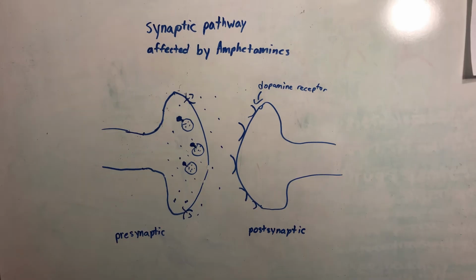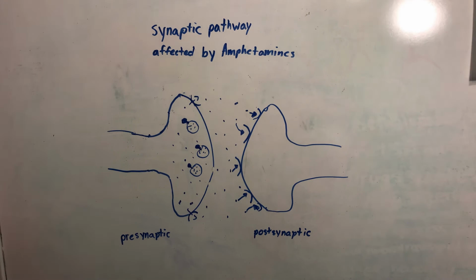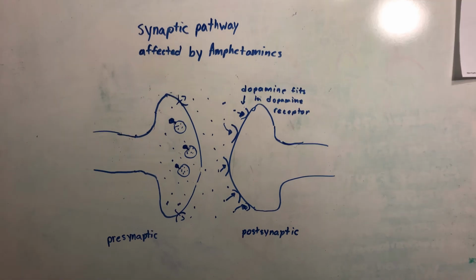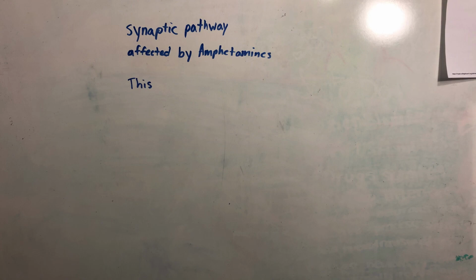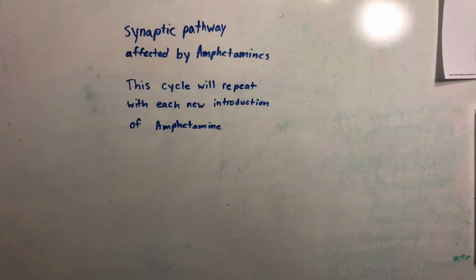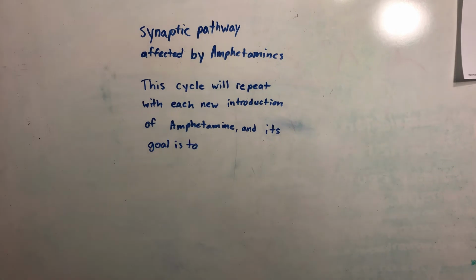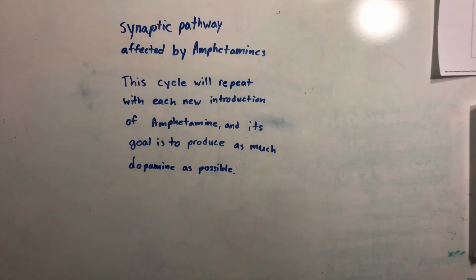Dopamine then fits into the dopamine receptor and sends the same message to the other neuron as a non-amphetamine-affected neuron would, but the amphetamine blocks the ability of the neuron to pull dopamine back into the neuron. So this cycle will repeat with each new introduction of amphetamine, and its goal is to produce as much dopamine as possible.